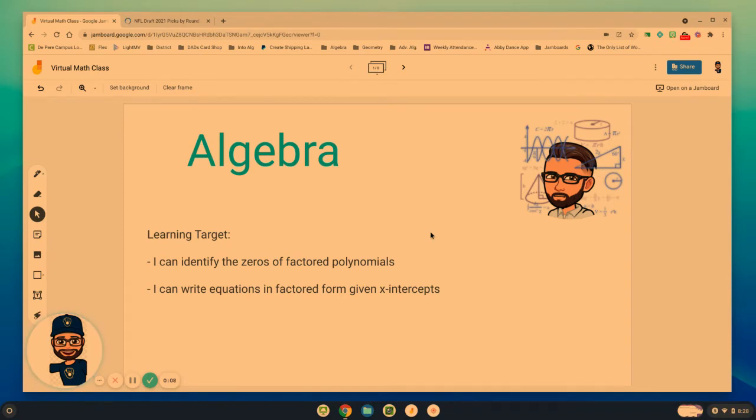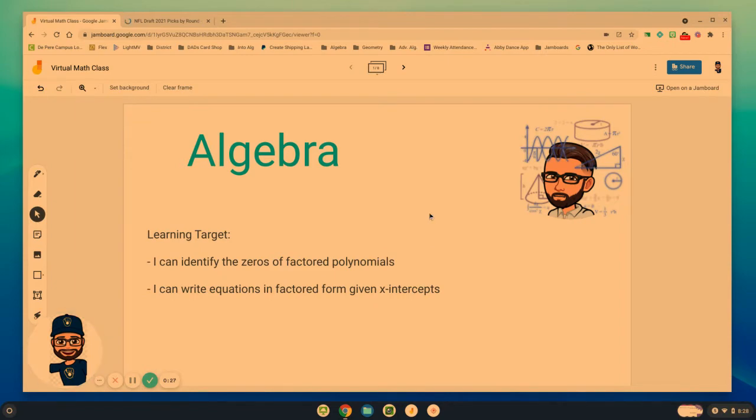We've been working a lot on factoring, solving, even the discriminant. Today we're going to work on identifying zeros of a factored polynomial. So they've already done the work for us, it's already factored. And then, can we write equations in factored form if we already have the x-intercepts?